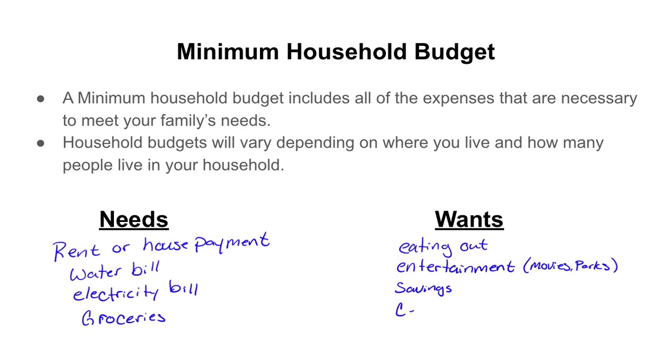Cell phones, depending on how it is. Kids needing a cell phone is normally a want versus an adult needing a cell phone, because they don't have a house phone anymore. That would be more of a need. And then vacations. Okay, those are all different examples of wants.